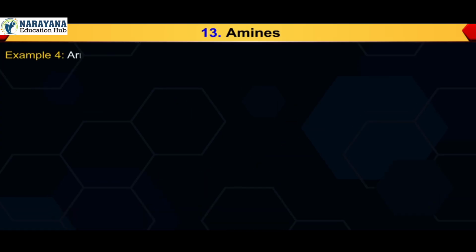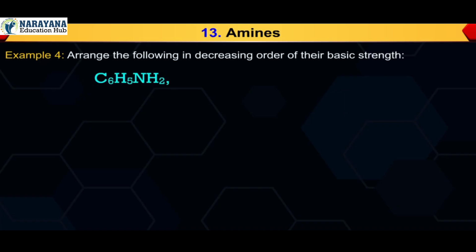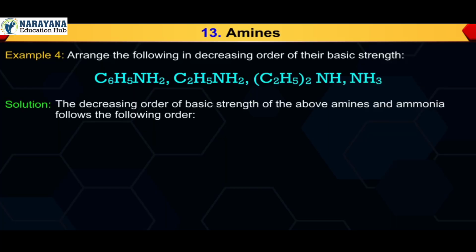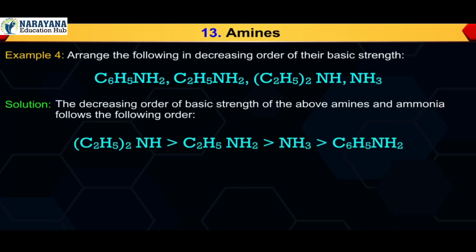Example 4. Arrange the following in decreasing order of their basic strength: C6H5NH2, C2H5NH2, (C2H5)2NH, NH3. Solution. The decreasing order of basic strength of the above amines and ammonia follows the following order.